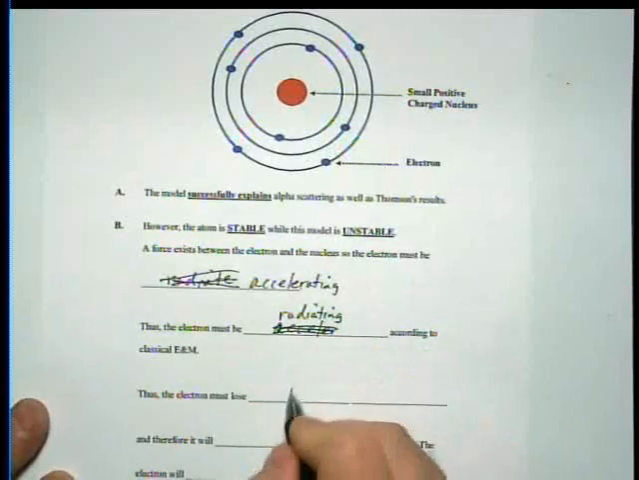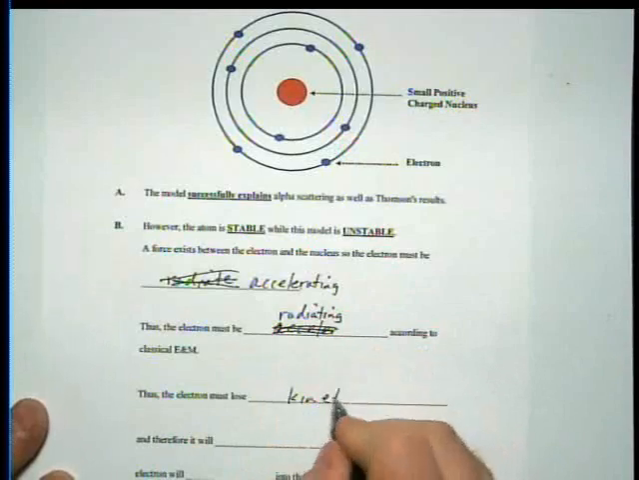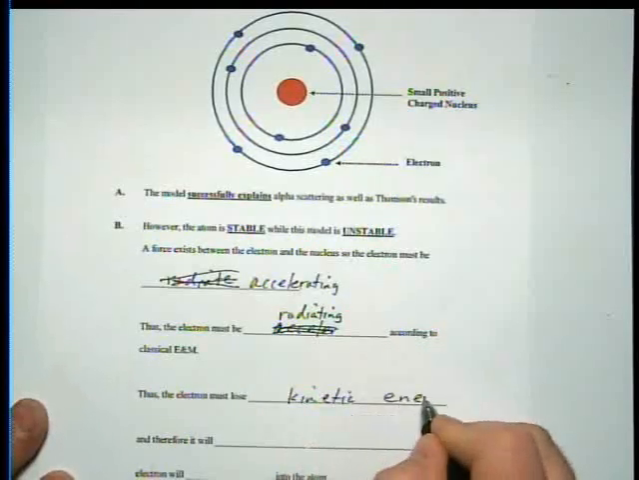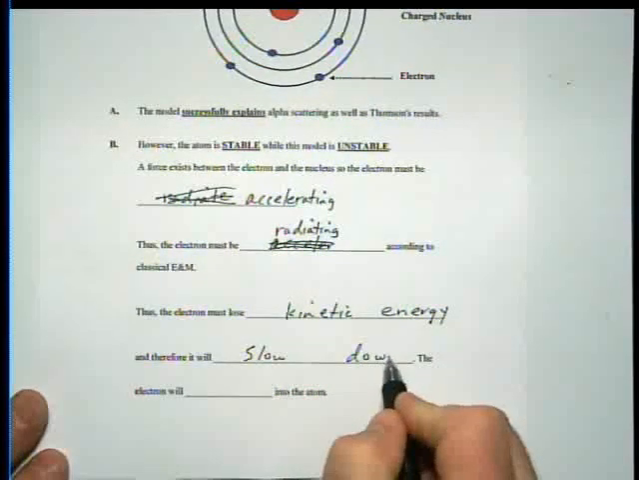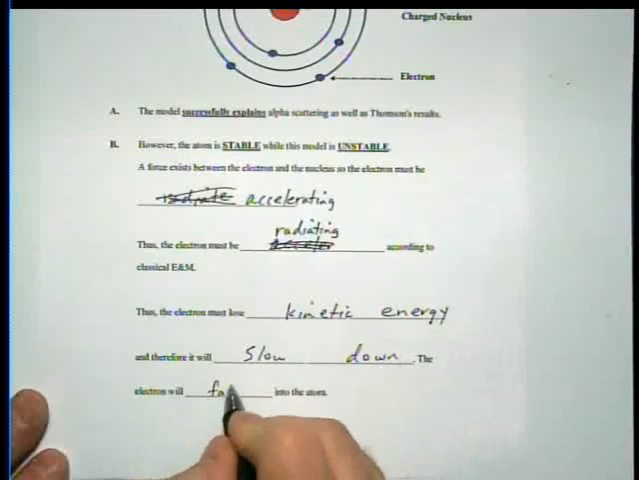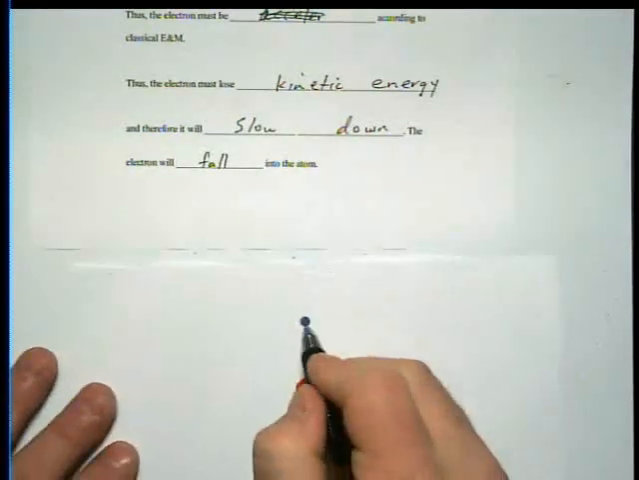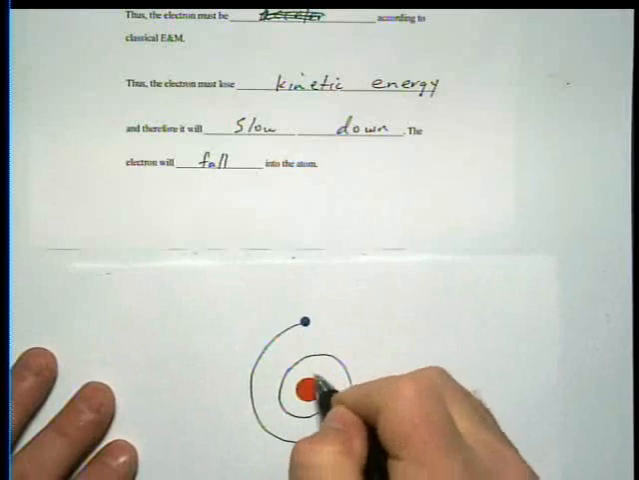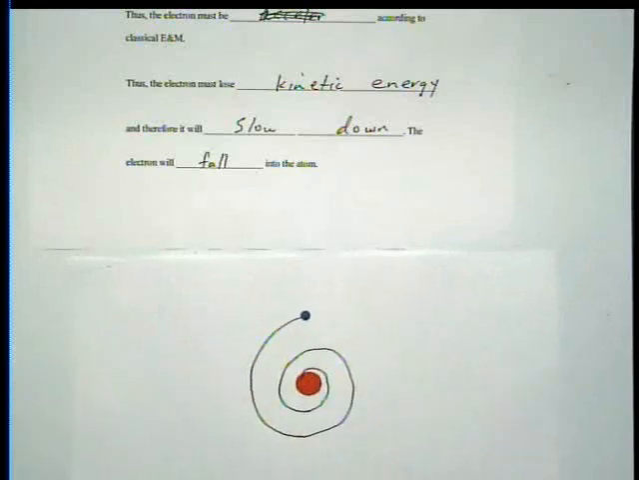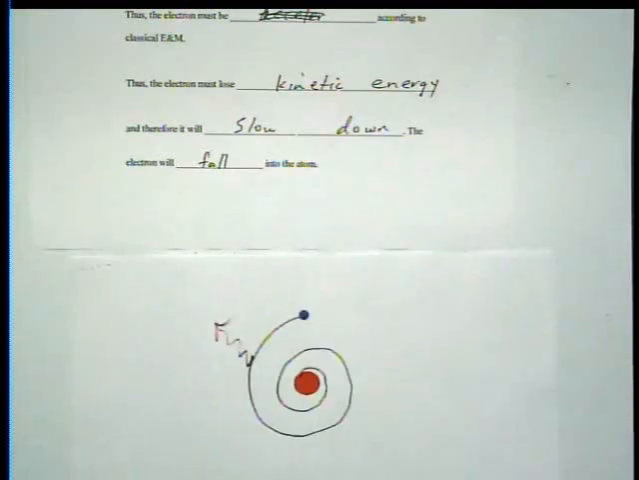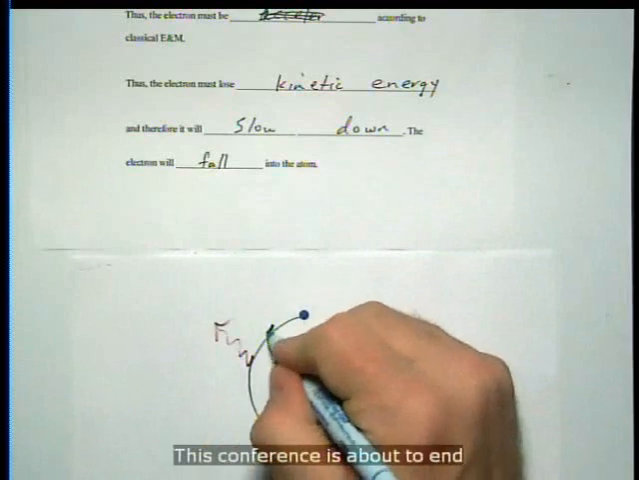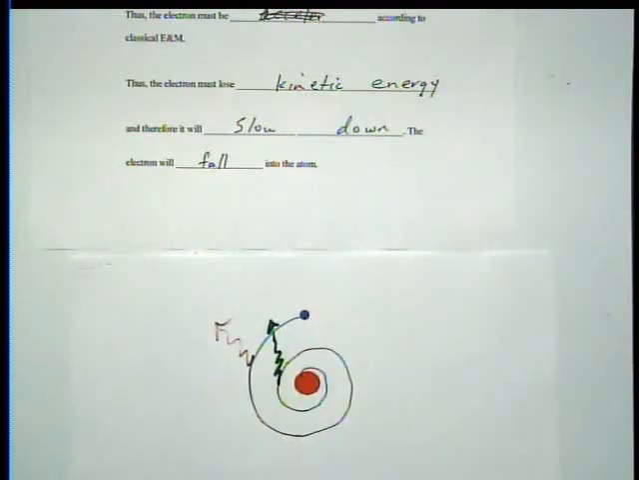So it must lose kinetic energy. So it will slow down. And it will fall into the atom. So if I was doing this, this electron should do something like this. And as it does that, it's going to change. It'll initially emit like red light, and then it'll pick up some speed and it'll emit like green light, and eventually it'll emit other light. And you'll see a continuous band, and nobody saw that.